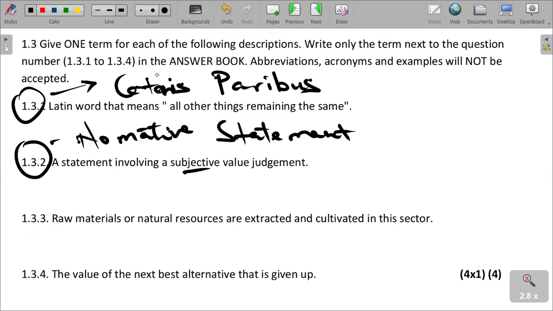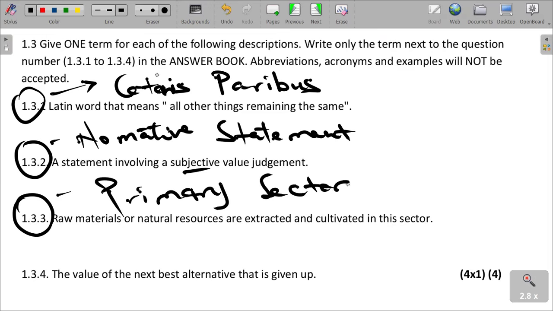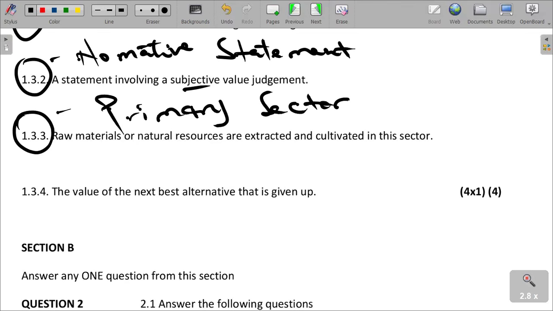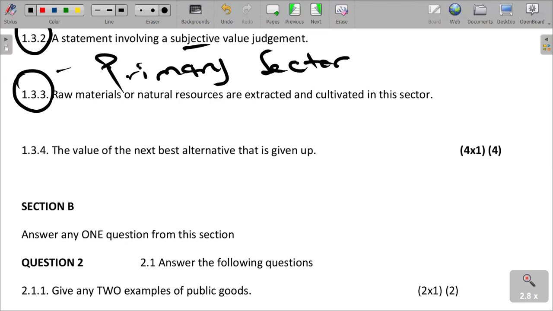So raw materials or natural resources are extracted and cultivated in this sector. We talk about raw materials. We have them from the primary sector. It gives us the natural resources. We extract natural resources through the primary sector. It is the sector of the economy that deals with natural resources and their extraction.